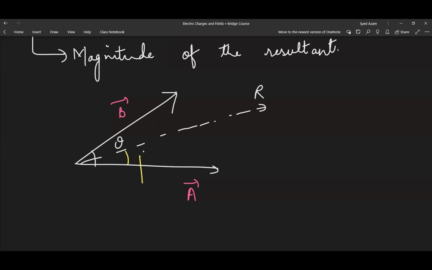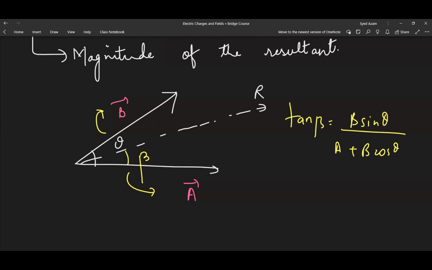Yes, ma'am. Like I am taking beta here. So the axis with which the angle is made, this becomes A and the opposite one becomes B. So what is the formula that you have to use? Tan beta is equal to B sine theta by A plus B cos theta.